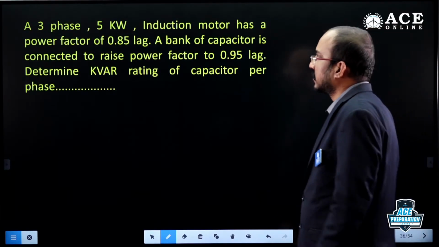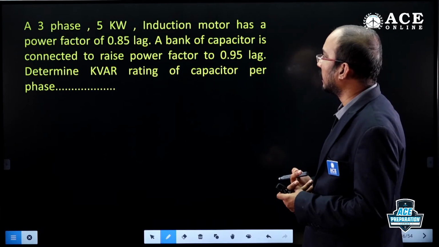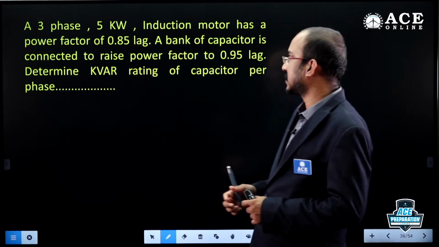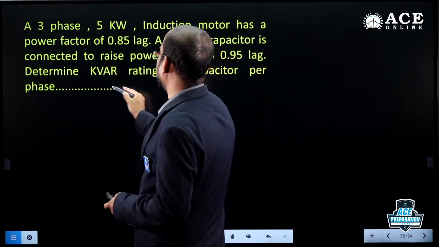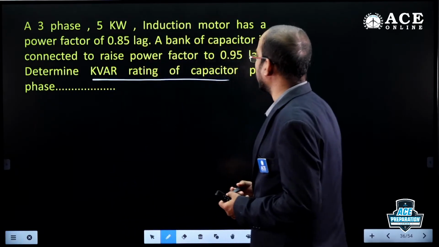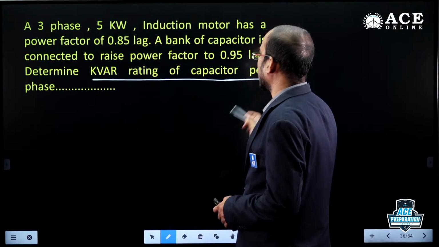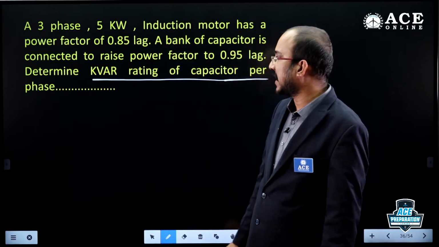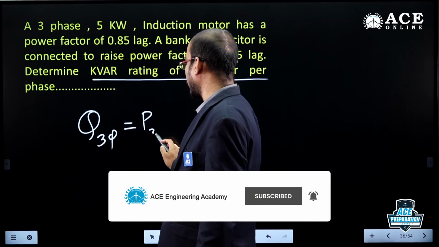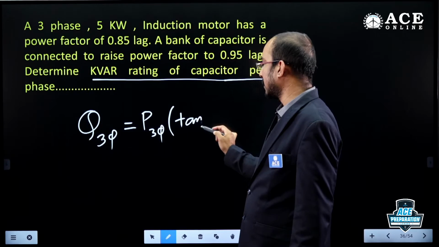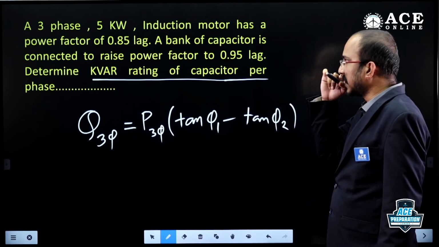Now let us observe this problem. A 3-phase 5 kilowatt induction motor has a power factor of 0.85 lag. A bank of capacitors is connected to raise the power factor to 0.95 lagging. Determine the kVAR rating of the capacitor bank per phase. Okay, kVAR per phase he is asking. So how do you calculate Q of 3 phase? It is P of 3 phase into (tan phi 1 minus tan phi 2). So this gives the 3-phase reactive power.